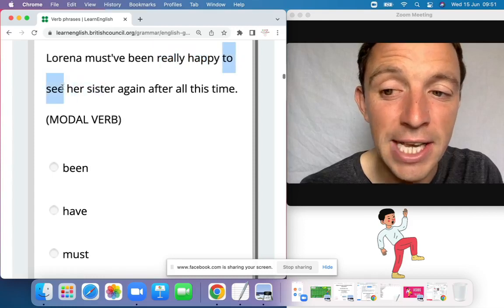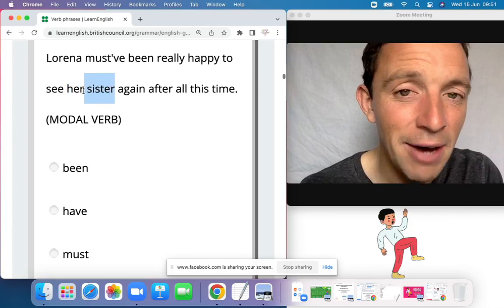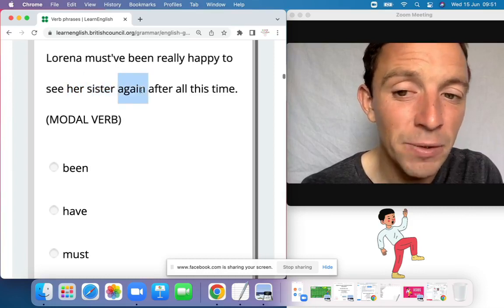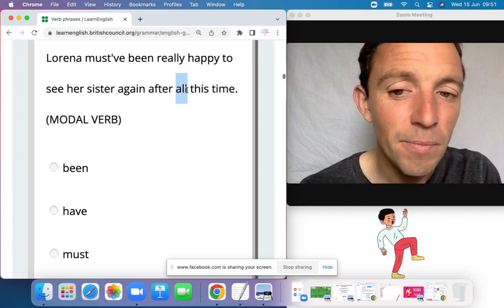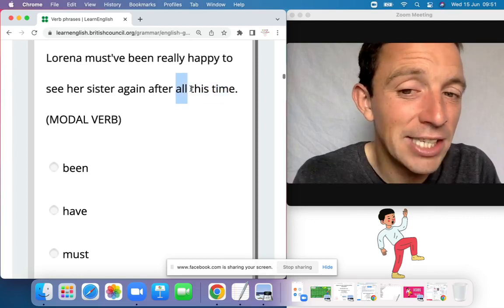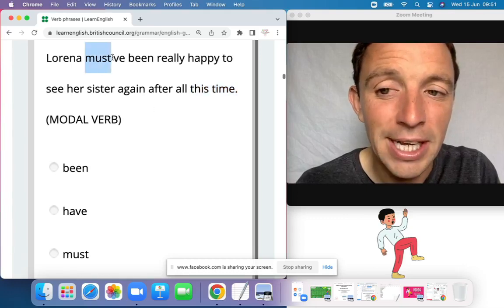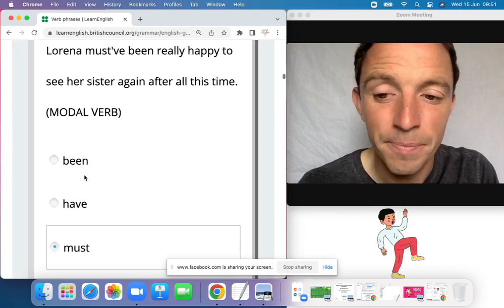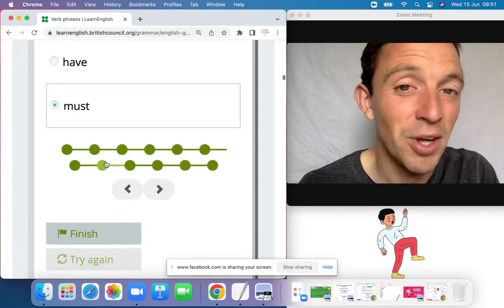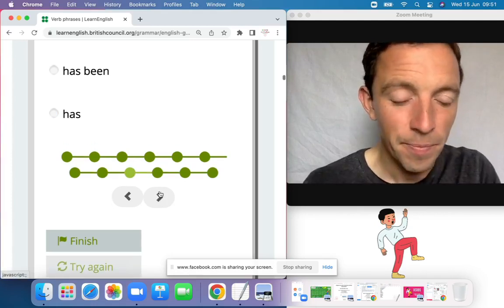The infinitive to see, her is the possessive adjective, sister is the noun, again is an adverb of frequency, after is a preposition, all this time. All, I think, maybe is a type of adjective. This is a demonstrative, and time is the noun. So the modal verb is must, I think. Well, definitely, because it's the best option from the 3. Next, we continue to the next question.